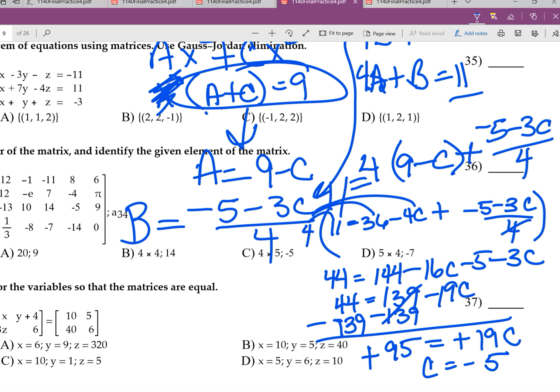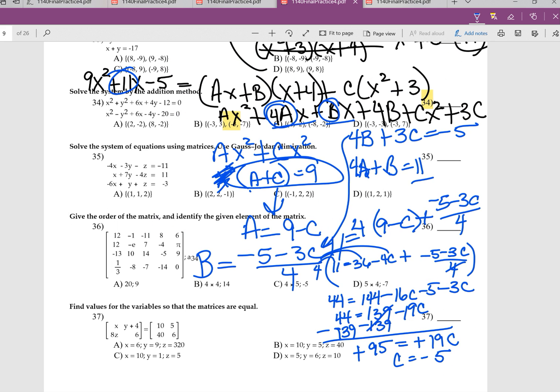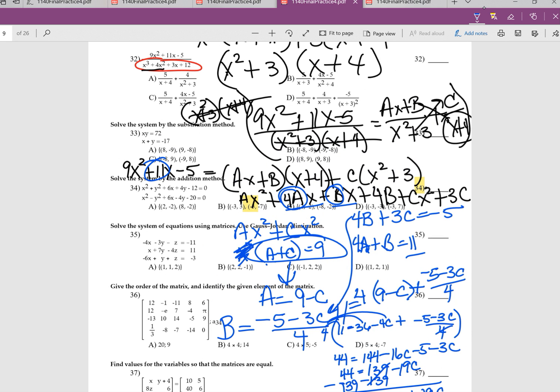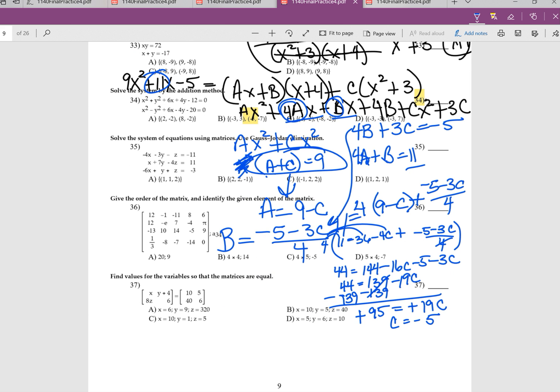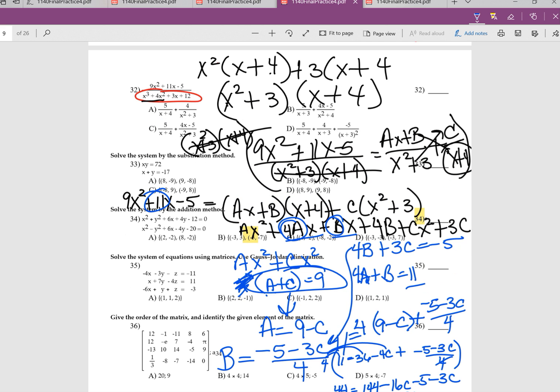Actually, c should just be positive 5, because we divided by 2 positives. Duh. Alright, and so let's look at our answer choices. Oh, so we do have all of them with that. Okay, so we continue.